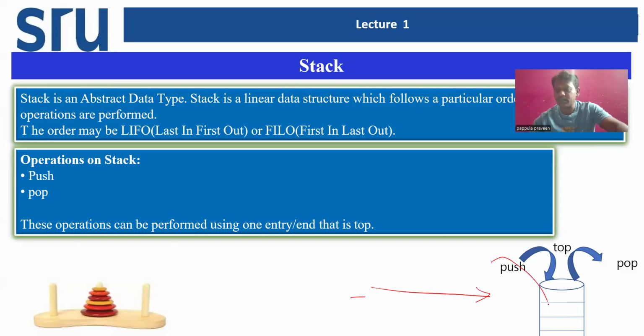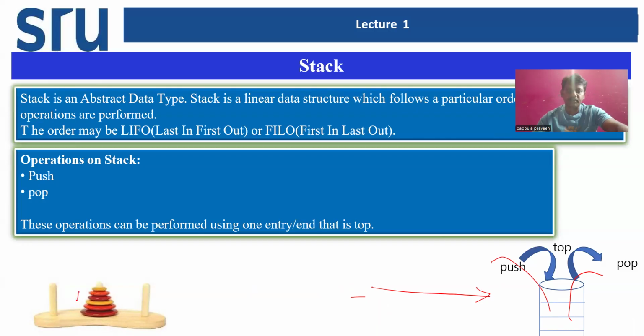Now we are inserting the elements here. We are removing the elements from the box. A simple example is the box. In a box, we have only one entry. Based on this entry, we are inserting the elements, and based on this entry, we have to remove the elements from the box, or elements from the stack.